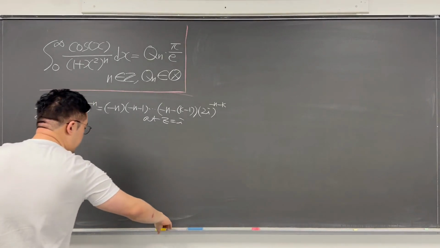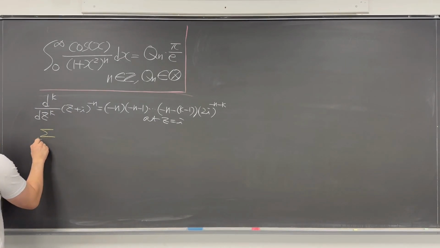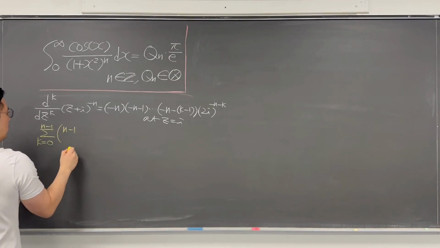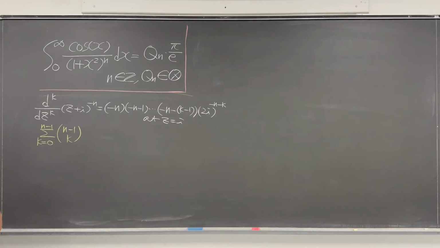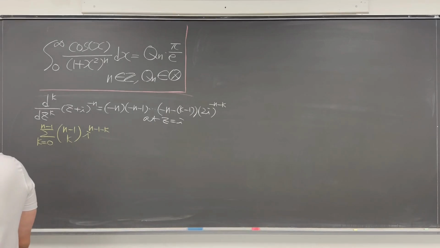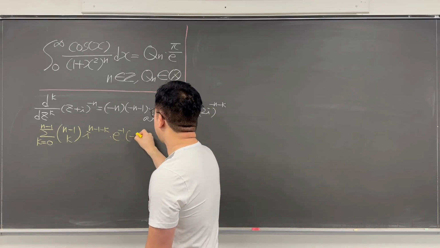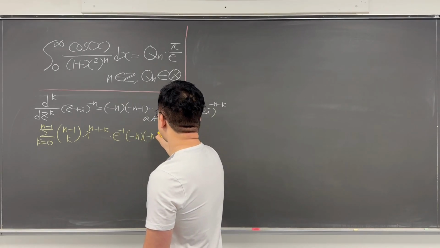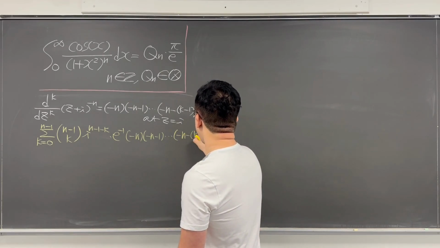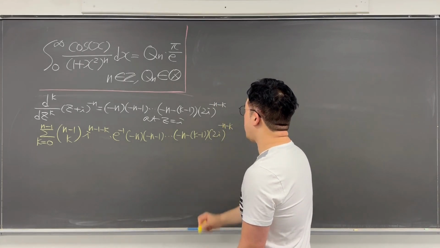So that's why we can get this summation sign. We can represent this as the summation from k from 0 to n minus 1 of binomial (n minus 1, k), times i to the power of n minus 1 minus k, times e to the power of negative 1, times everything: negative n times negative n minus 1, all the way up to negative n minus k plus 1, times (2i) to the power of negative n minus k.